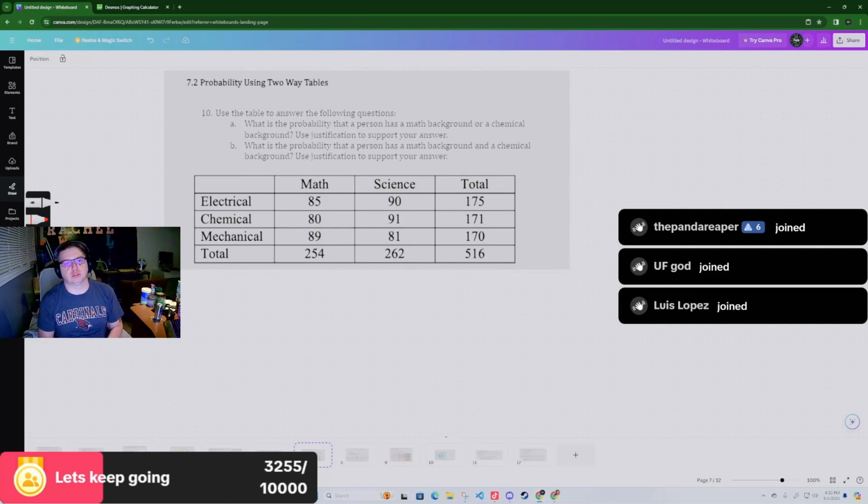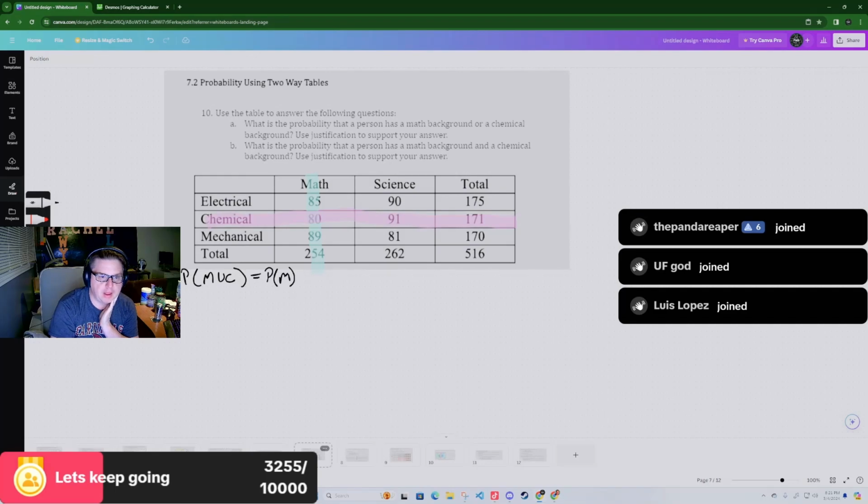Use a table to answer the questions. So now we're going to two-way tables. This was 7.2. Use the table to answer the following question. What is the probability that a person has a math background or a chemical background? So once again, this is where you're going to get some overlap. You're going to have the math background here, but you're going to have the chemical background here. So they're crossing each other right here at that 80. So I'm going to do the probability of math or chemical.